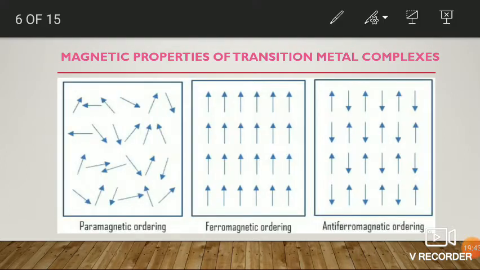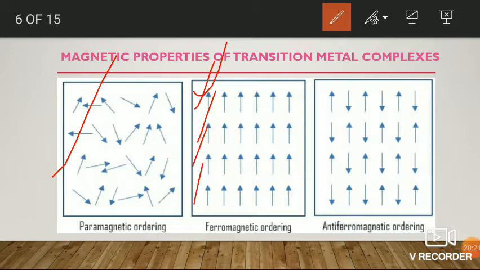if you observe the electron arrangement or spin arrangement of the electrons in different substances. In paramagnetic substances, all the spin orientations are random. The first picture depicts the arrangement of electron spins in a paramagnetic substance. They are arranged in random directions. But in ferromagnetic compounds, that is the second picture, all the unpaired electrons are in one direction. All are in one direction, the clockwise direction.